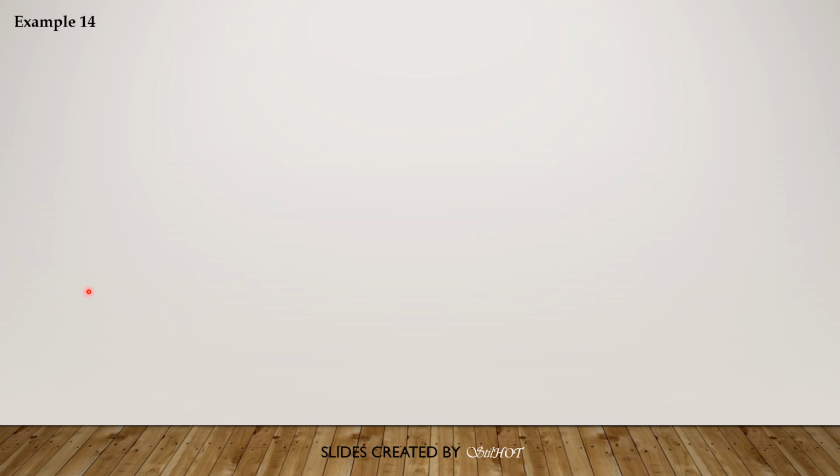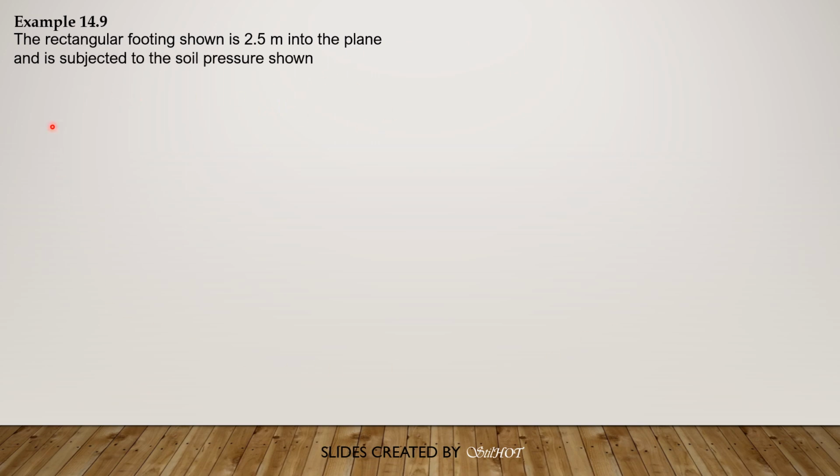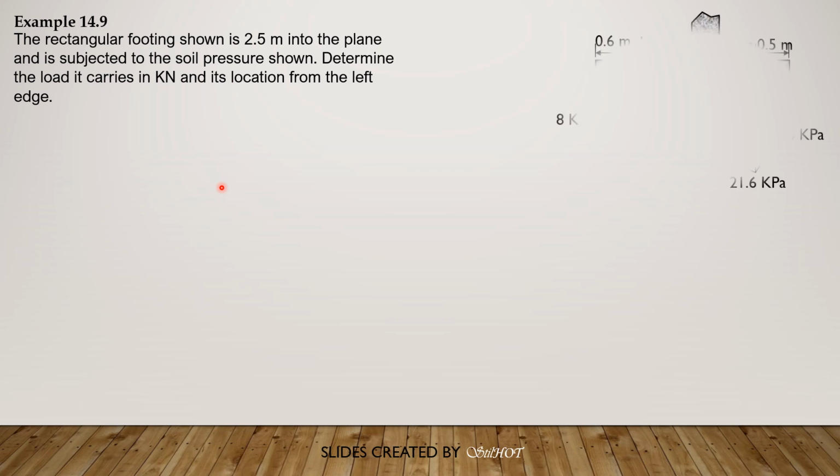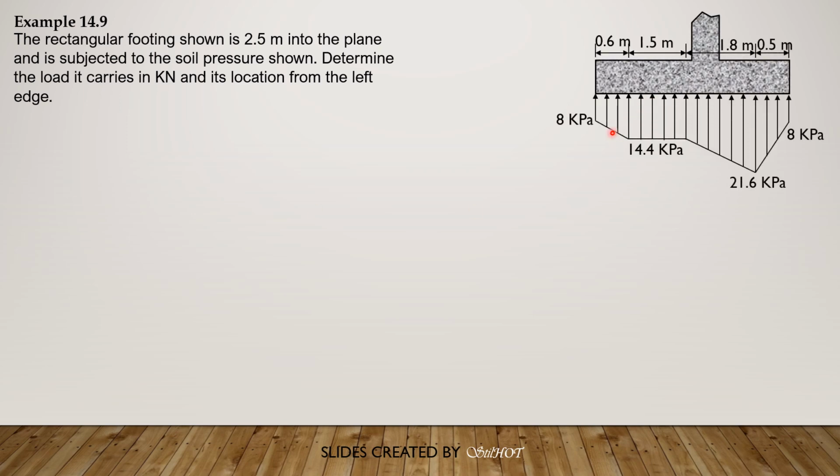So let's have now this example 14.9 about surface loadings. The rectangular footing shown is 2.5 meters into the plane of the figure, and is subjected to the soil pressure shown. Determine the load it carries in kilonewtons and its location from the left edge. So that's the given figure. Take note that this pressure here is in kilopascals.